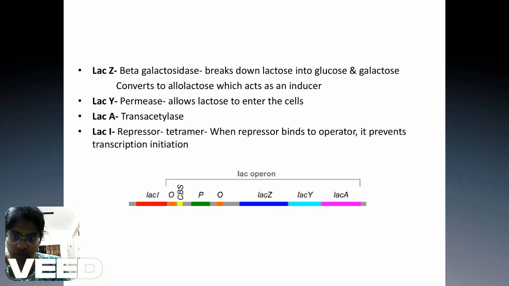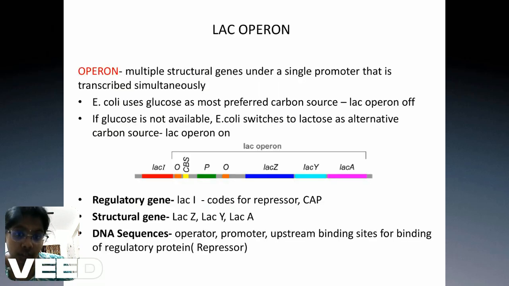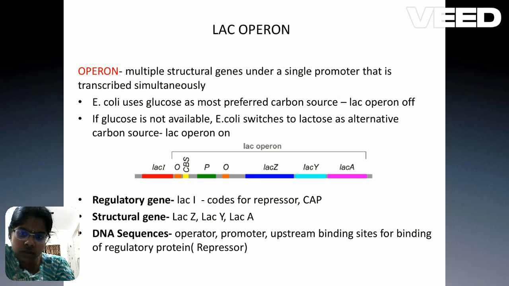If lactose is present in the E. coli as an energy source, we need enzymes to metabolize lactose. So whenever lactose is present, E. coli switches on its lac operon. Whenever glucose is present, E. coli does not switch it on. It switches off the lac operon. So you can see who controls the switch on and off. That is the regulatory gene. These three are structural genes. Apart from this, lac I is a regulatory gene. This encodes for a protein called repressor.